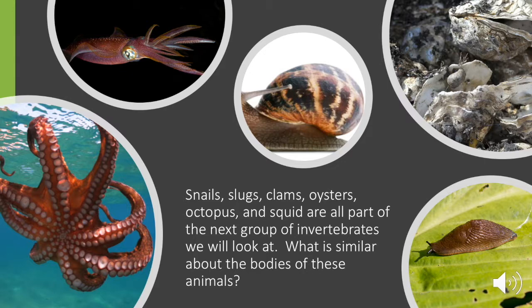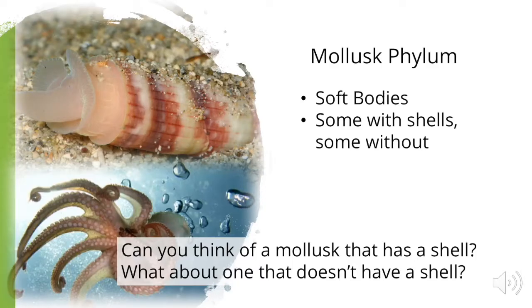And what is similar about these? They don't all have a shell, but some of them do. But what is similar about their bodies? Well, their bodies are soft. So if you look at the top one, you see a body that's surrounded by a shell. And that body can suck into that shell to protect it if it needs to be protected.